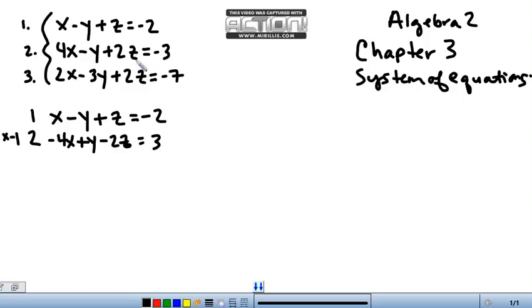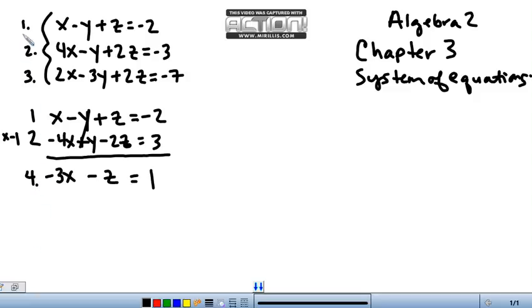Let me double check that. All of my signs should be opposite: positive, negative, negative, positive, positive, negative, negative, positive. Okay, I'm ready to add the 2 equations together. So that will be negative 3x, my y's cancel, negative z equals positive 1. This will be equation 4.